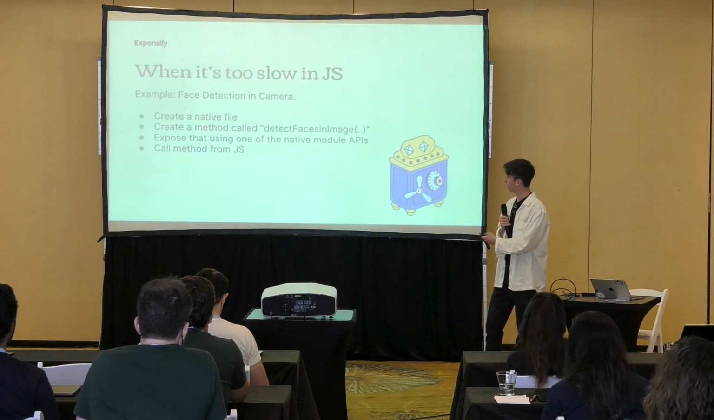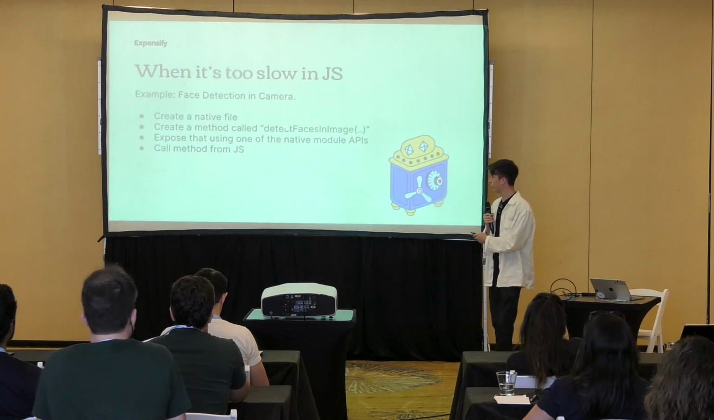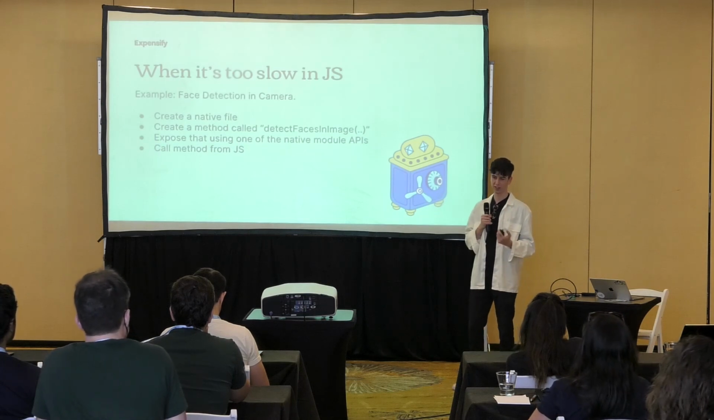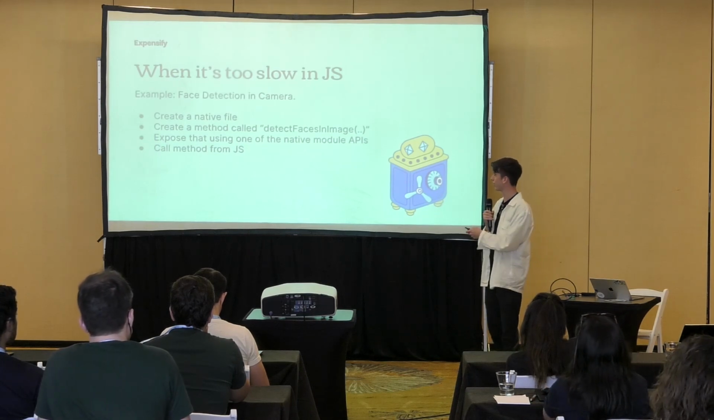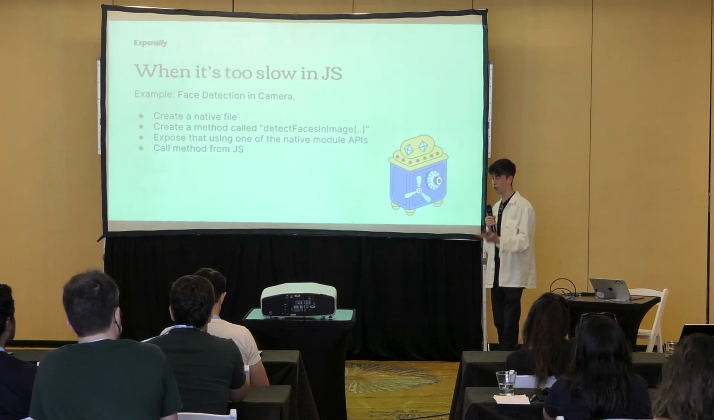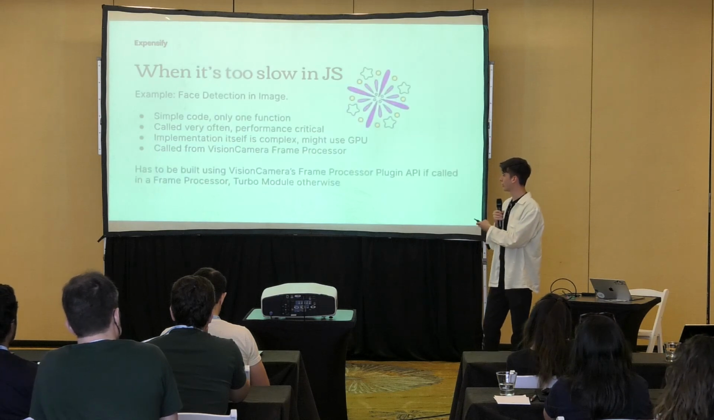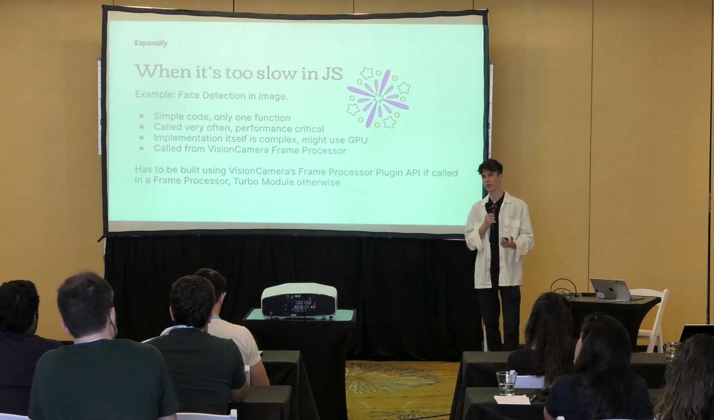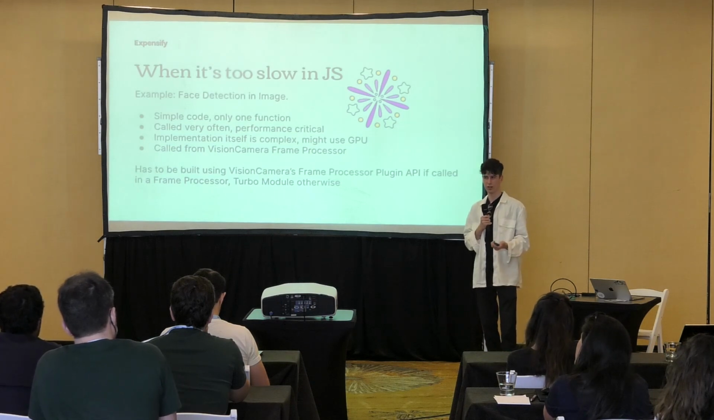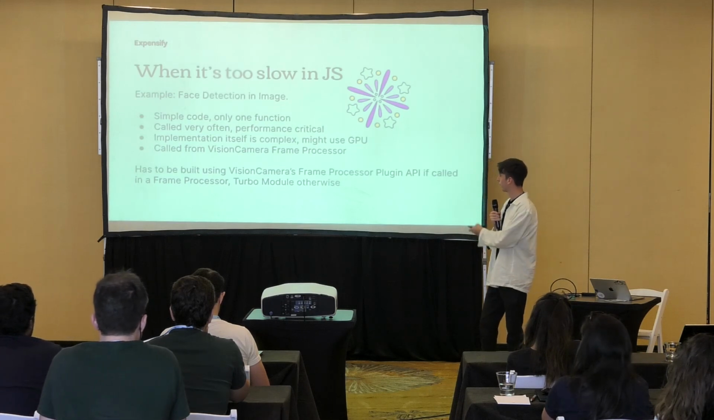When we have face detection in a camera, we want to detect faces in an image. This is actually a bit of a unique case because we can't really build this using native modules, turbo modules, or JSI, because we want to do it in Vision Camera. For Vision Camera, we actually want to use the frame processor plugin API, which is similar to JSI, because you just expose one method, and this is called synchronously, and there are no codegen bindings for this.